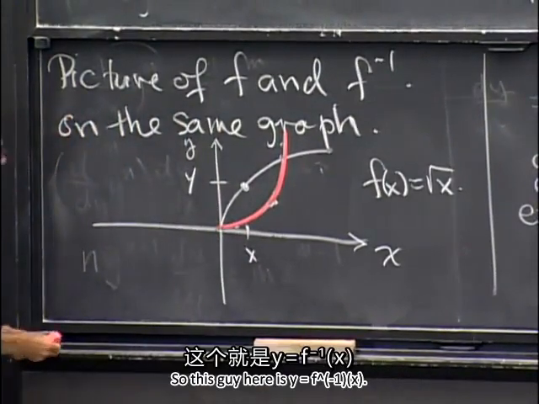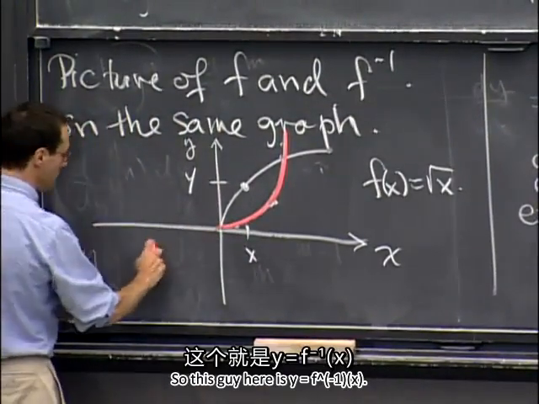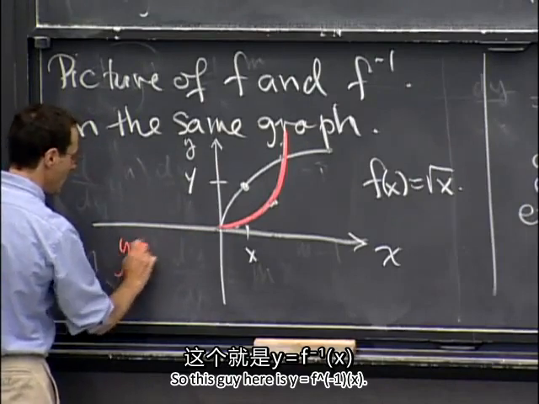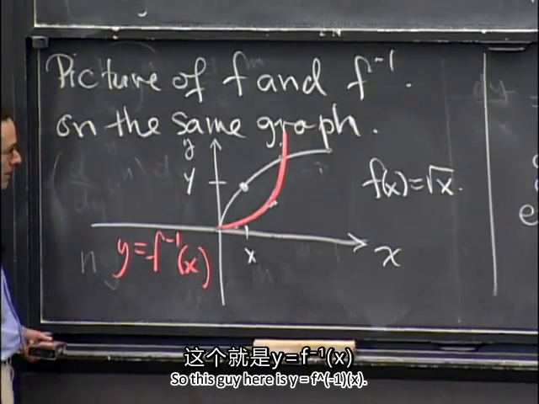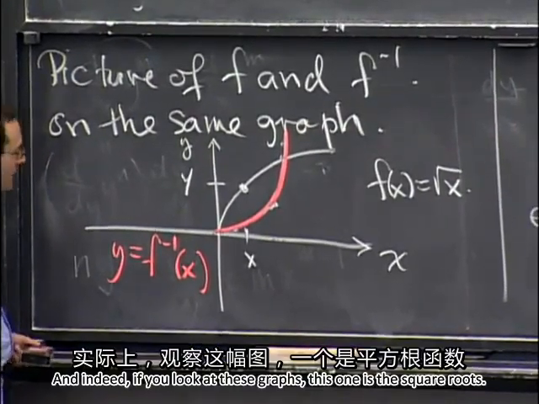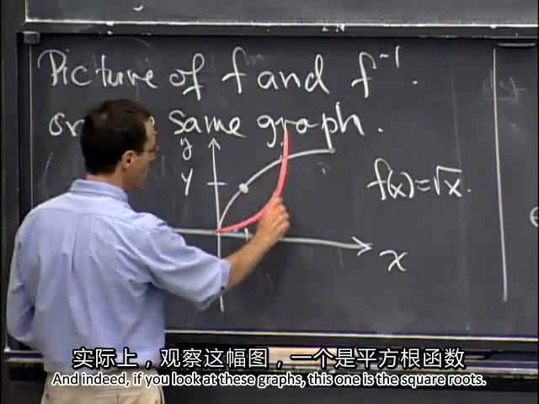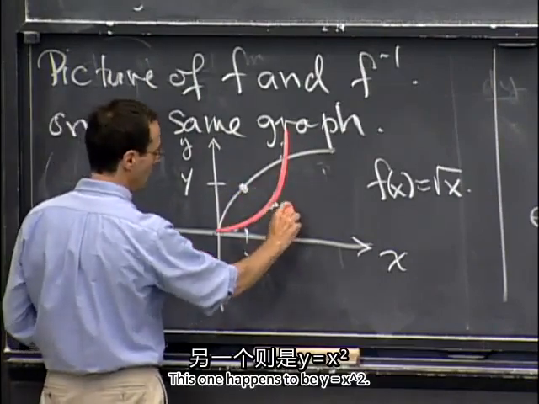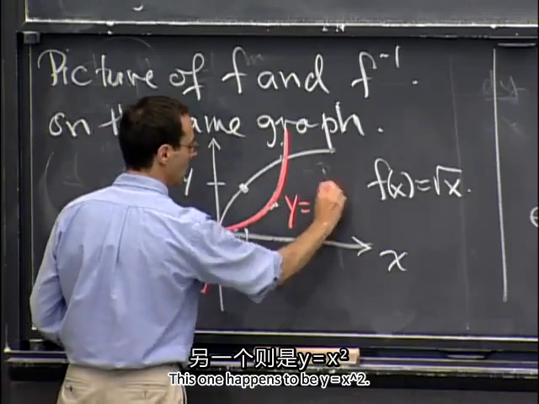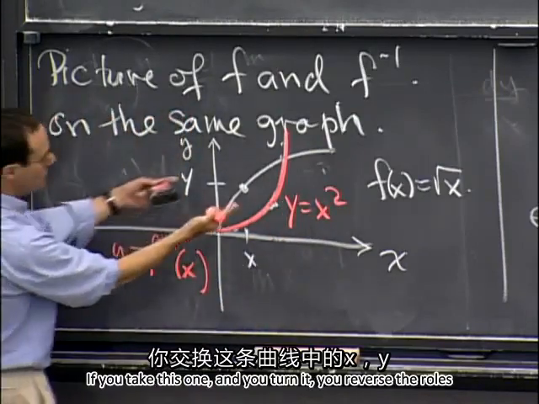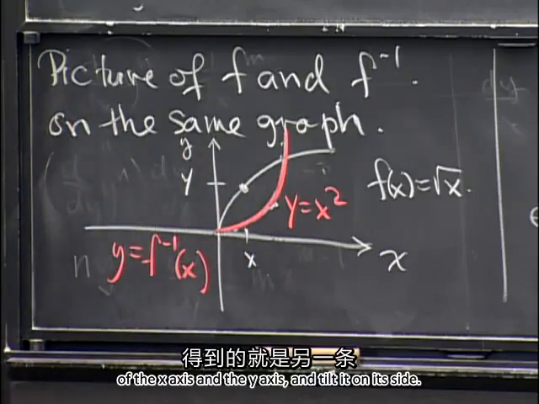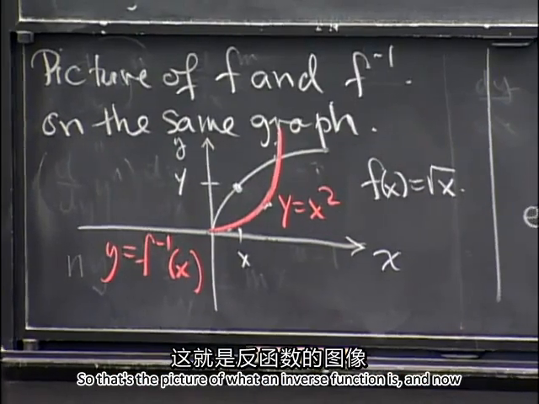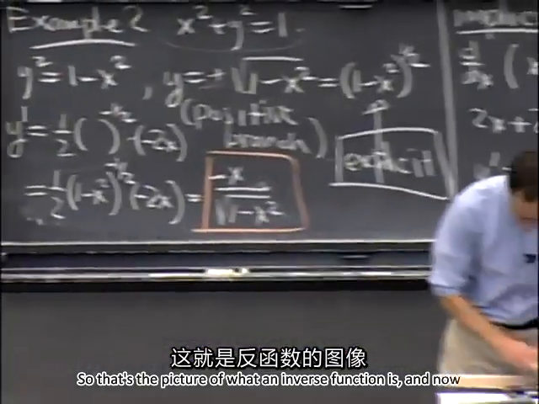All right. So this guy here is y equals f inverse of x, right? And indeed, if you look at these graphs, this one is the square root. This one happens to be y equals x squared. Right? It's if you take this one and you turn it and you reverse the roles of the x-axis and the y-axis and tilt it on its side. All right, so that's a picture of what an inverse function is.